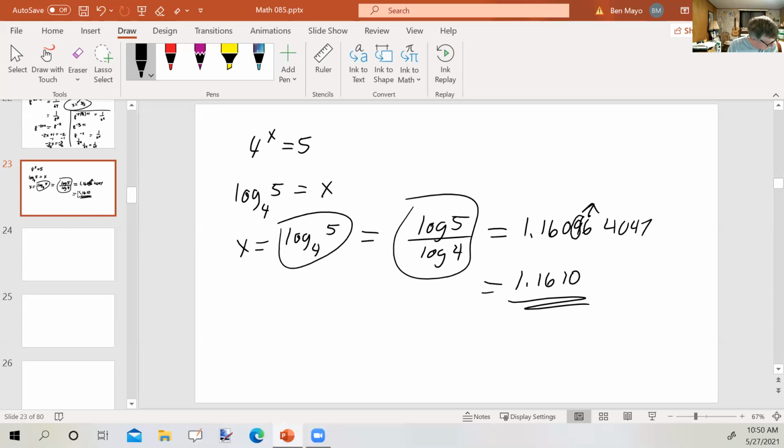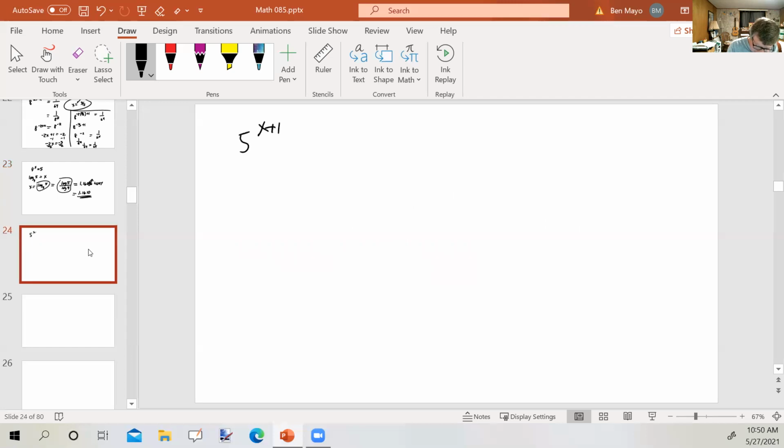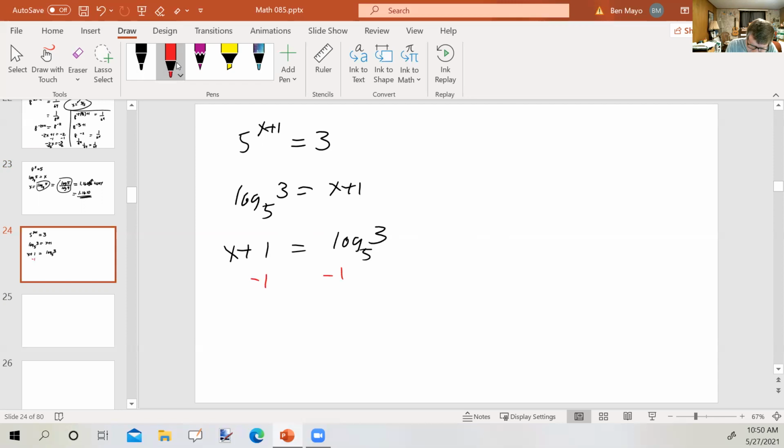Okay, let's take a look at another example of that. Let's say we've got 5 to the x plus 1 power equals 3. Well, here again, I don't know how to take 3 and write it as 5 to some power, or 5 and write it as 3 to some power. So I'm going to change this exponential equation into a logarithmic equation. So I'm going to get log base 5 of 3 equals x plus 1. And again, I'm going to rewrite that so that I've got x on the left and my log expression on the right. Okay. Well, I'm going to need to subtract 1 from both sides of the equation.